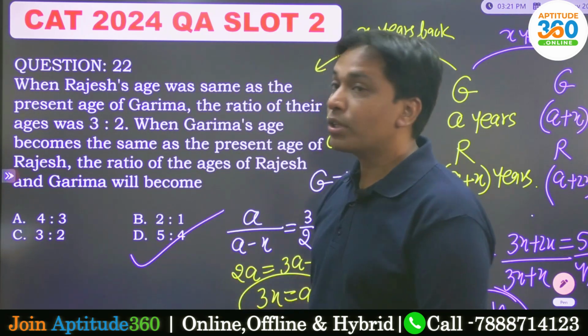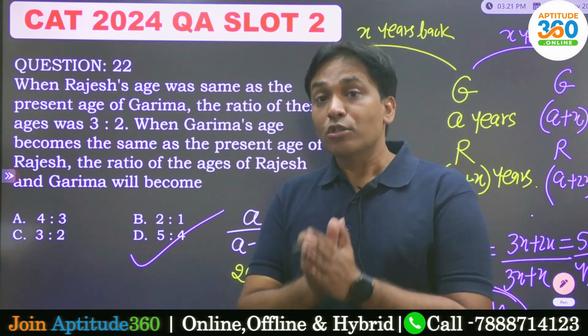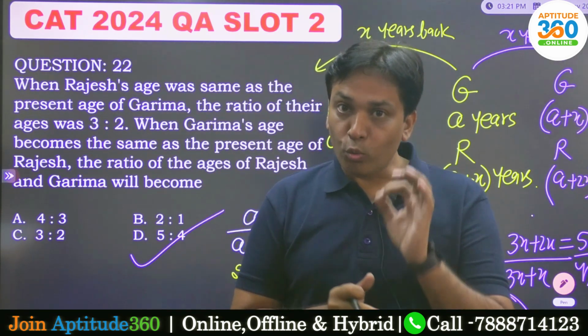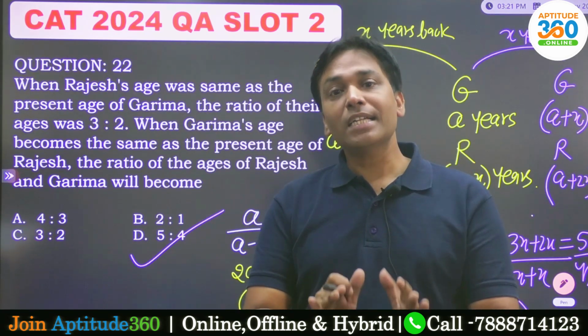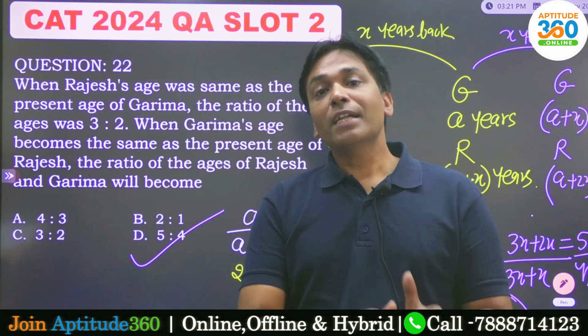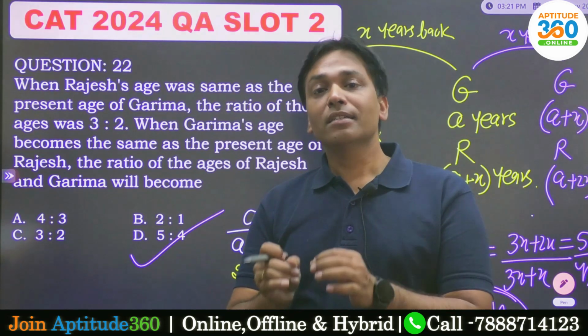What is the right option out here? Option number D. So your approach to problems should always be very simple when you're attempting CAT problems, and that is how you will be able to get more than 99 percentile and crack CAT.